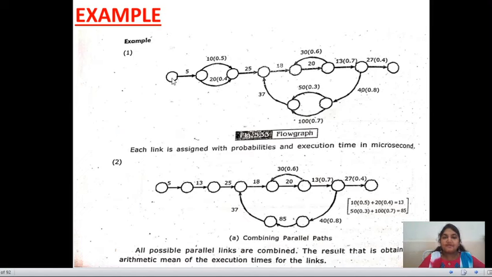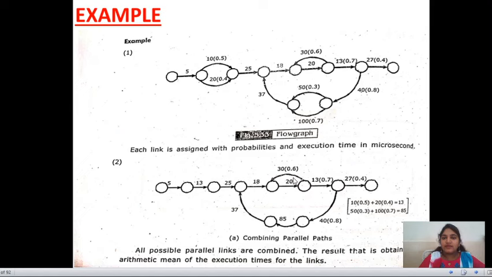So this is the flow graph. Starting node and ending node, between them all these nodes consist of direct links, serial links, parallel links and loops. So 10 is nothing but the mean processing time, and 0.5 is nothing but a probability. So these are all probabilities. Each link is assigned a probability and execution time in microseconds. So here the first application is these two parallel links. Adding those two, 10 of 0.5 plus 20 of 0.4 is equal to 13. So 13 is the mean processing time in microseconds.